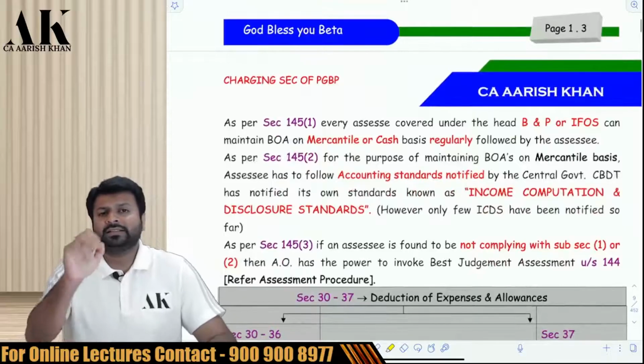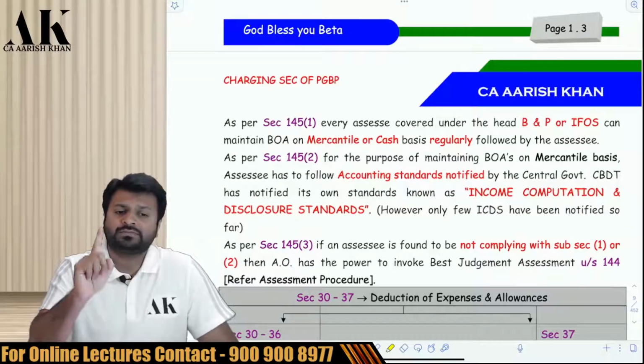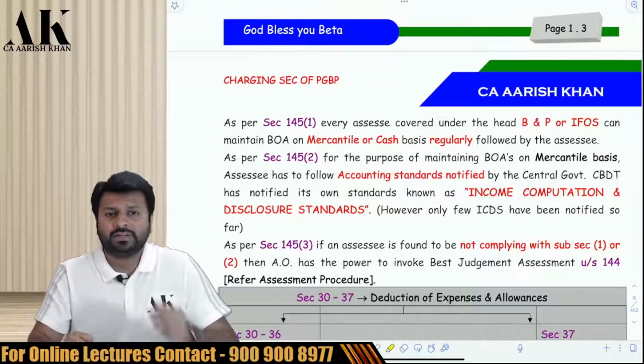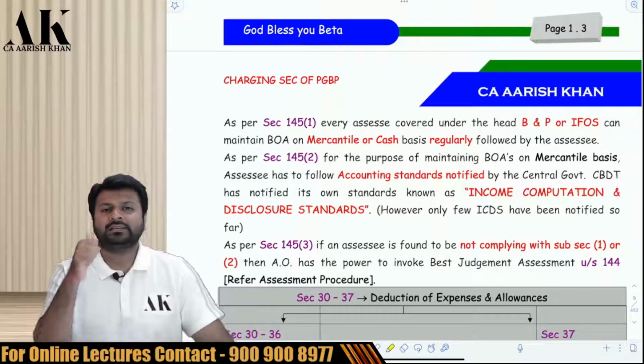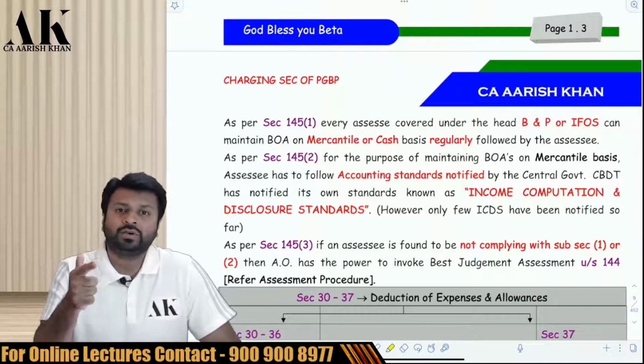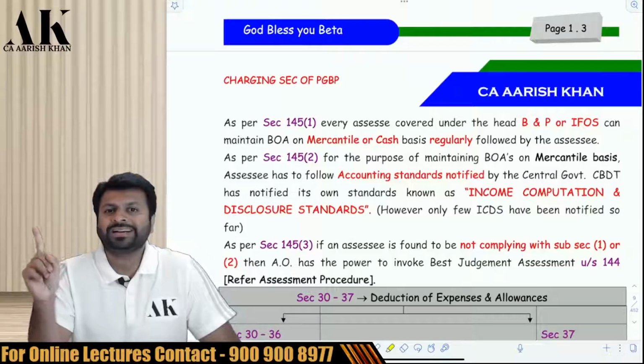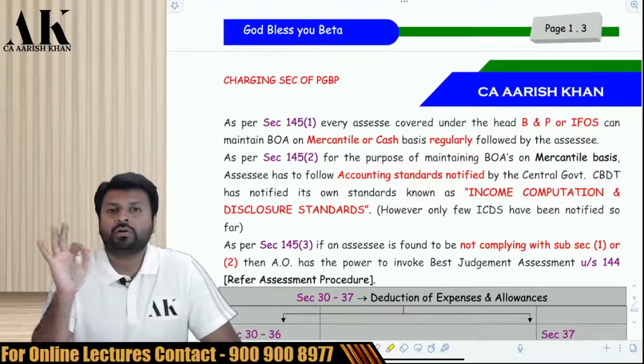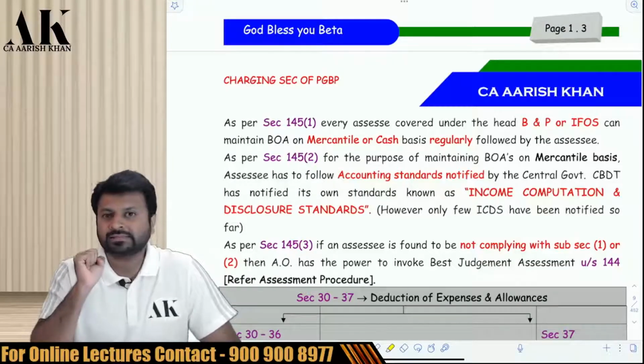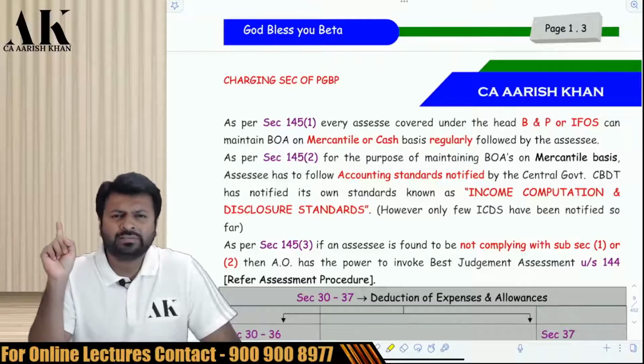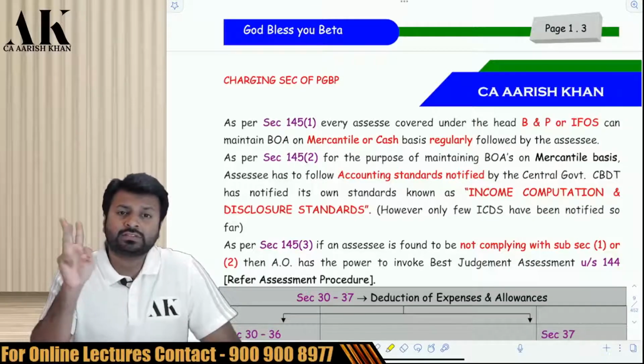And in 145, there are 3 subsections which talk about that. The first subsection, 145 subsection 1, says that if an assessee is having an income under PGBP or IFOS, then they have 2 options. Either follow mercantile or cash system, but follow regularly. You cannot switch on a regular basis. Either follow mercantile on a regular basis or follow cash on a regular basis. Now, subsection 2 says what?